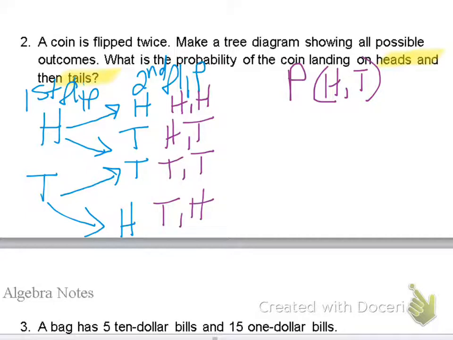So what is the probability of flipping heads, tails? There is only one possibility for that out of a total of 1, 2, 3, 4 possible outcomes. So the probability would be 1/4.